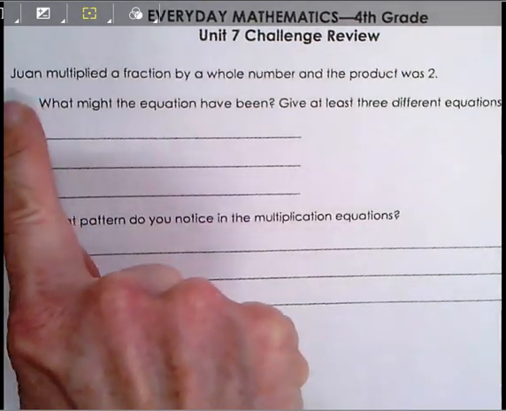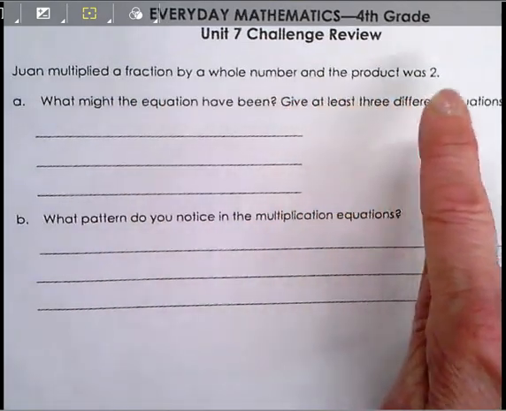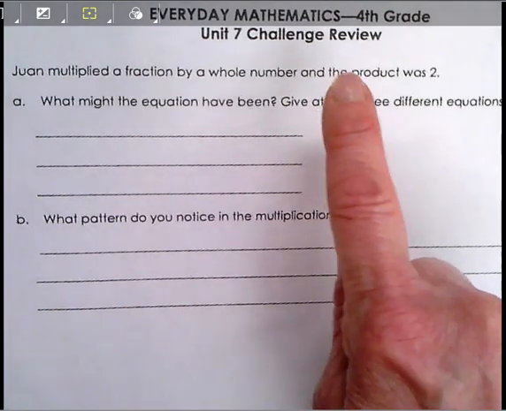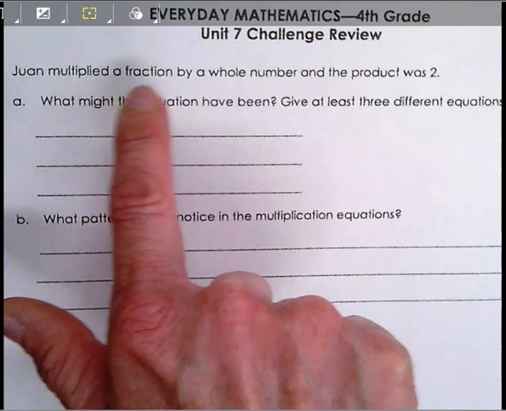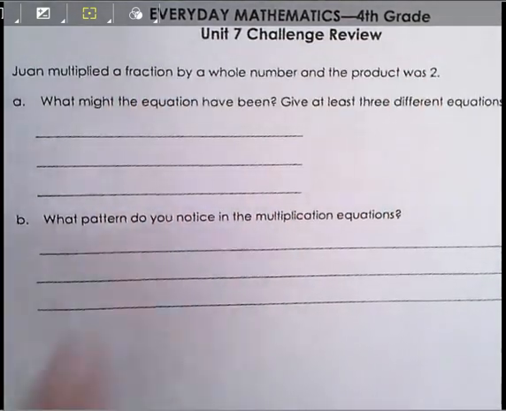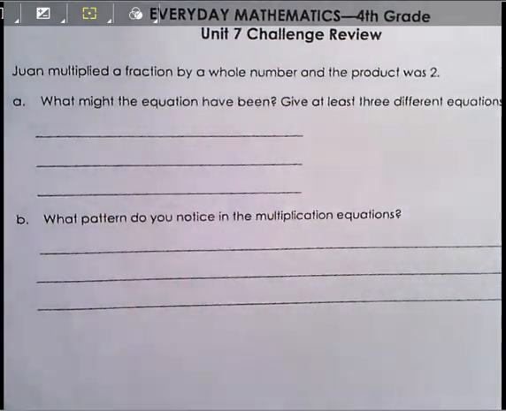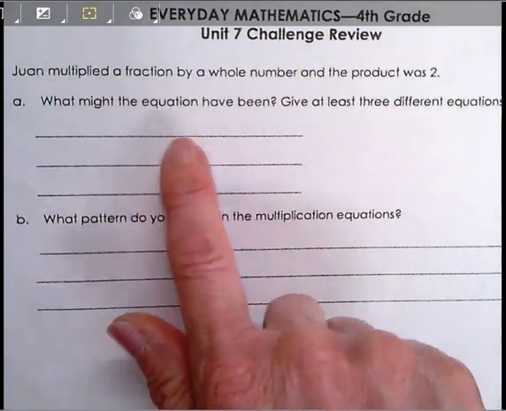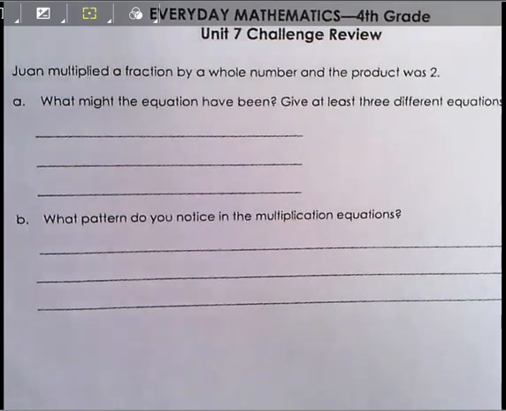All right, here's the problem. Juan multiplied a fraction by a whole number, and the product was 2. So we know the product, that's the name of the answer, right? He did a multiplication problem where he multiplied a whole number and a fraction, and the answer was 2. So what might the equation have been? There are lots of possible answers. I would like you to try to give at least 3 different equations where you're multiplying a fraction by a whole number and you still get the answer of a whole number 2.